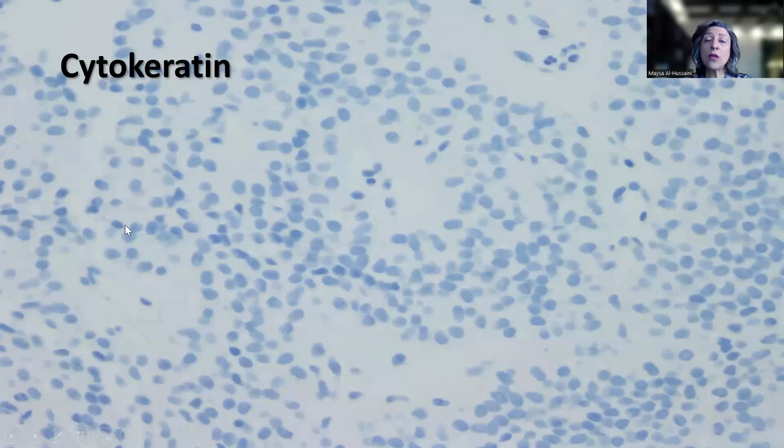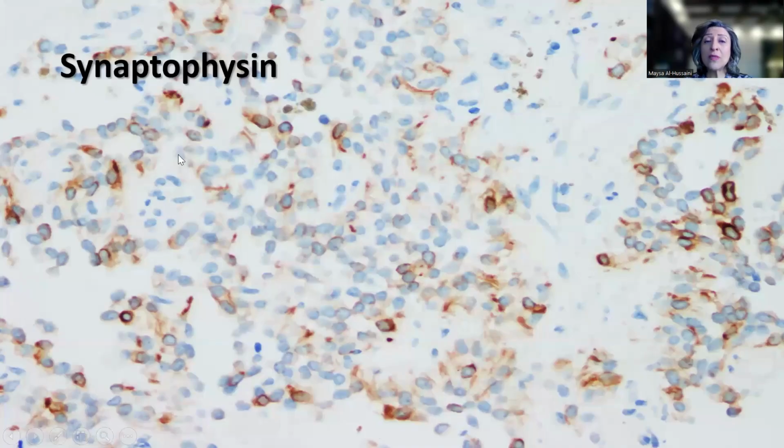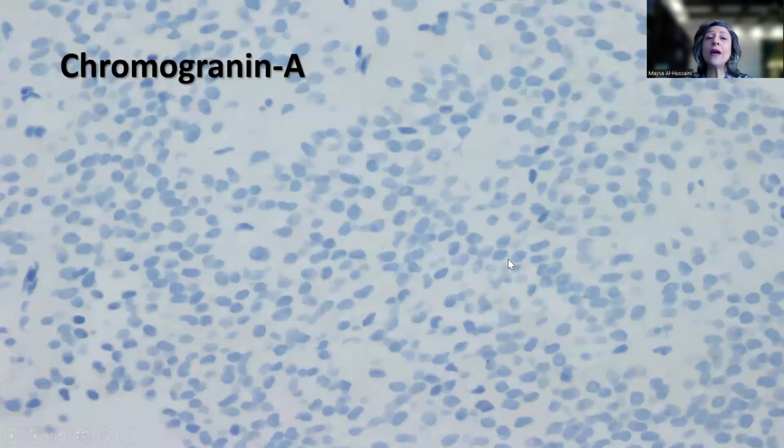Now, cytokeratin is important to perform in order to rule out a neuroendocrine tumor, because sometimes, as in this case, some tumor cells might be positive for synaptophysin. So you have to confirm the presence or absence of a neuroendocrine phenotype by other immunohistochemical neuroendocrine marker, and in this case, the chromogranin. So remember, synaptophysin can be positive in the tumor cells of this tumor, but chromogranin is negative. Cytokeratin sometimes can be positive, but in this particular example, it's completely negative.